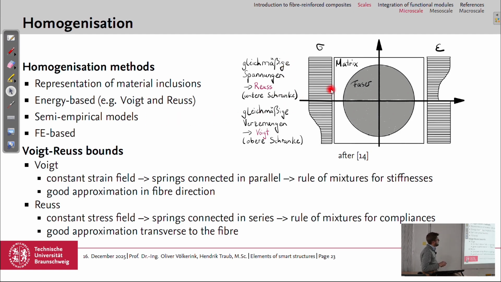In the Reuss model, you assume the same stresses over the cross-section, but different strains. And in the Voigt model, you assume the same strains over the cross-section, but different stresses. Here the fiber is stiffer, so the stresses would be higher than in the matrix. The Voigt model is a good approximation to get the properties in fiber direction, and the Reuss model is a rather good approximation for the transverse direction.